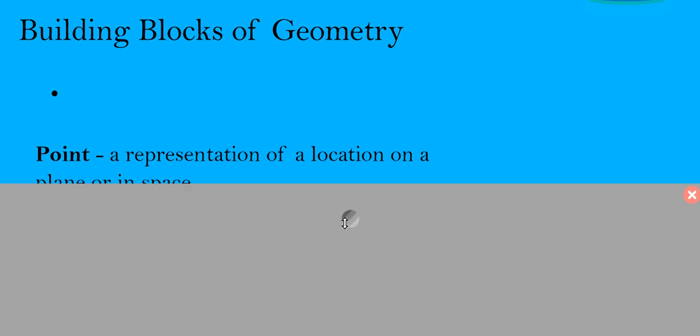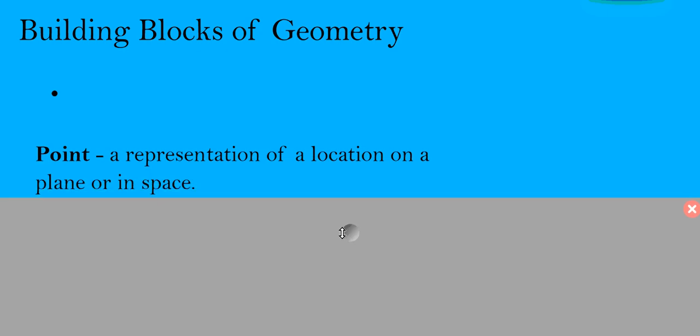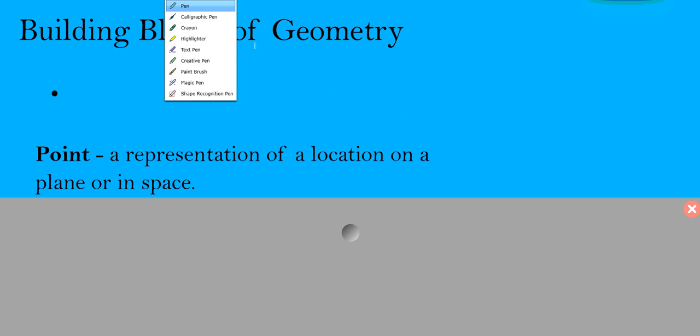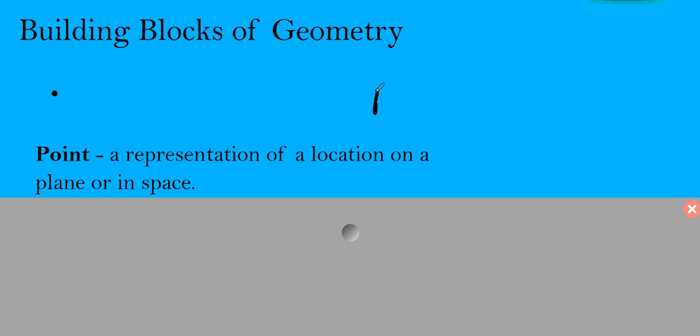The most basic unit of geometry is the point, which is a representation of a location on a plane or in space. We're going to start with two-dimensional stuff, which is on a plane, and toward the end of the course we're going to talk about three-dimensional in space stuff. But when we're talking about naming a point, we're going to just say point A.